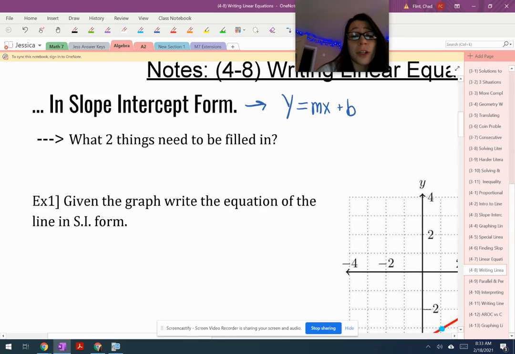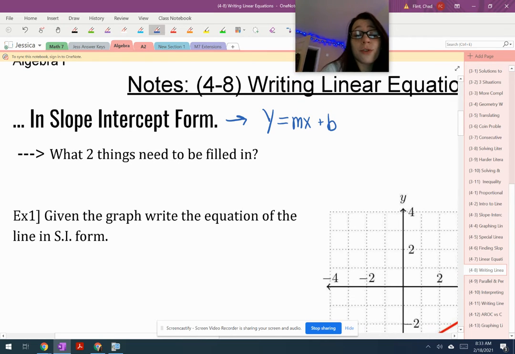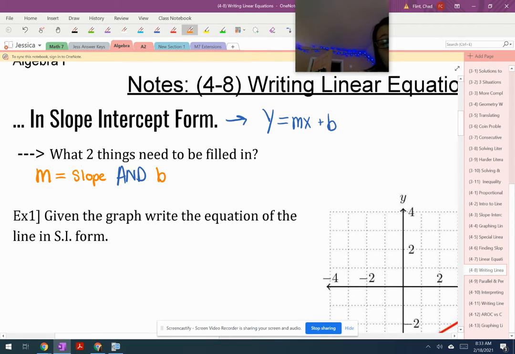And when we're looking at that equation, what two variables need to be filled in to make that an equation? Well, we know that we need to have the m, which is our slope, and keyword, the y-intercept, which is the b value. It's easy to confuse the y-intercept with the y value because technically the y-intercept is a y value, but it has a more specific value here as the y-intercept being b. It's its own specific thing.